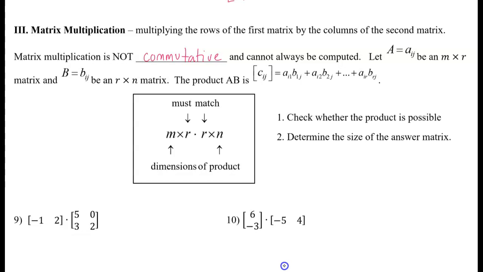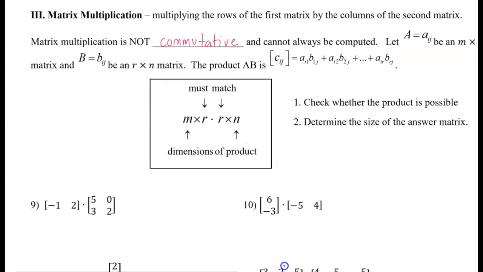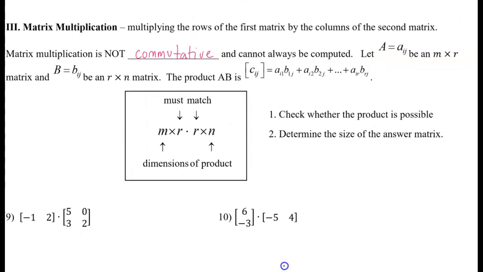Adding and subtracting matrices was commutative, meaning that we just took the same positions, the same entries, and combined them. That is not how matrix multiplication works. We don't just multiply the same position numbers. That's not what we do. Instead, you multiply the rows of the first times the columns of the second.